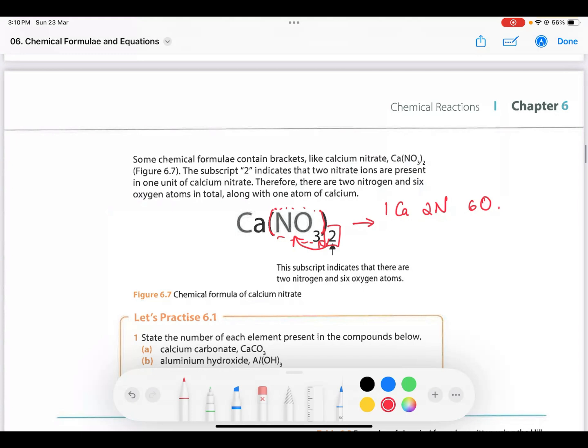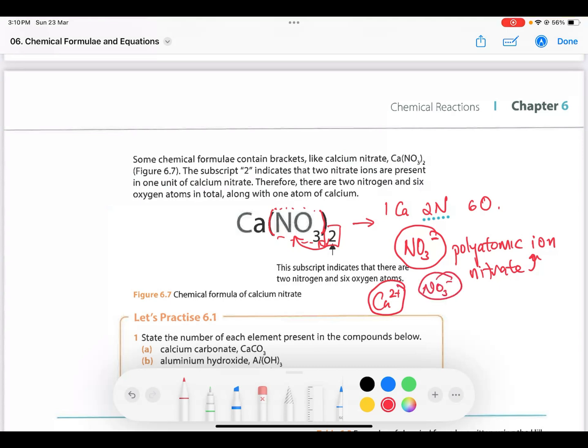In general, why do they put a 2 with the NO3? Because NO3 exists as what we call a polyatomic ion. When I say nitrate is a polyatomic ion, it is definitely NO3 minus. In this case, 1 calcium will bond with 2 nitrates. I know that it will be a calcium 2 plus that requires 2 nitrates to bond with it. That's why it's Ca(NO3)2.